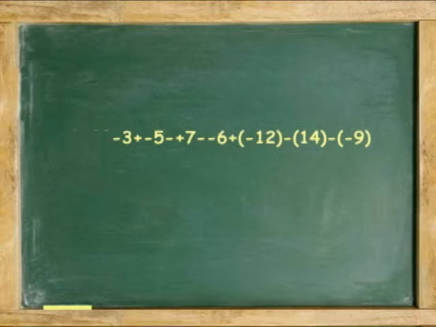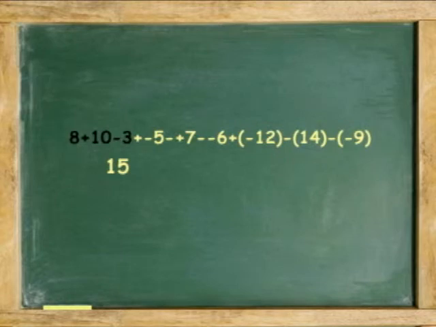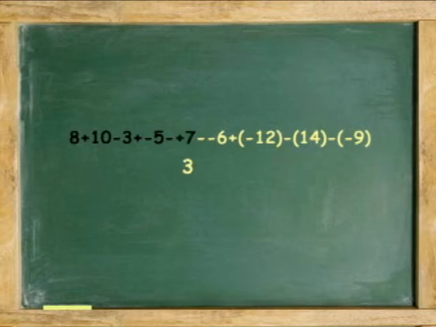Start by adding 8 and 10 to get 18, and taking 3 away is 15. So far, so good. Next, add negative 5 to 15 and it goes down to 10. Adding bad to good makes it go down. Next, subtract positive 7 and go down to 3. This time, taking good away makes it go down. Next, subtract negative 6 and go up to 9. Taking bad away makes it good and goes up.